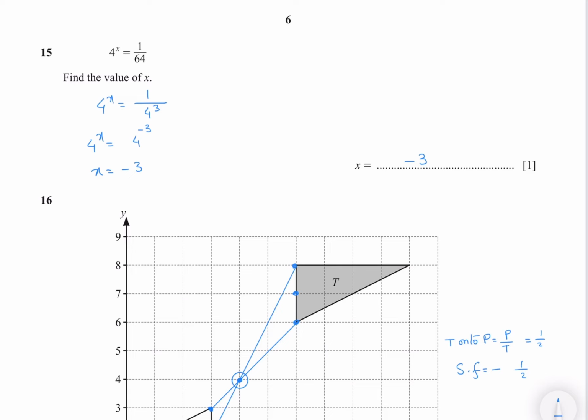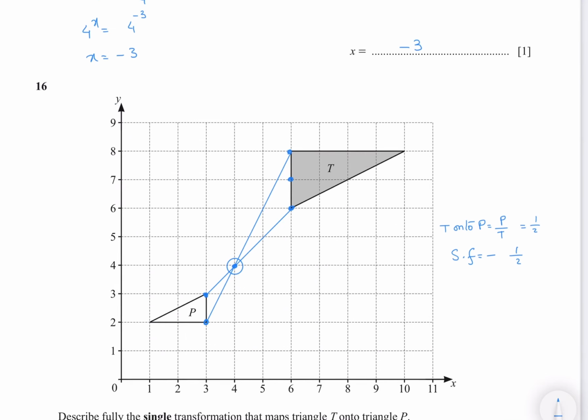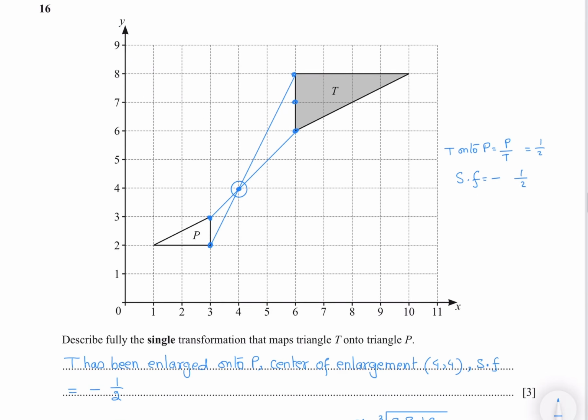Question number 16. Describe fully the single transformation that maps triangle T onto P. Join any two corresponding points of T and P. When these lines cross each other, I circled it, that would be your center of enlargement, because one figure is small and the other is large. So this is an enlargement.